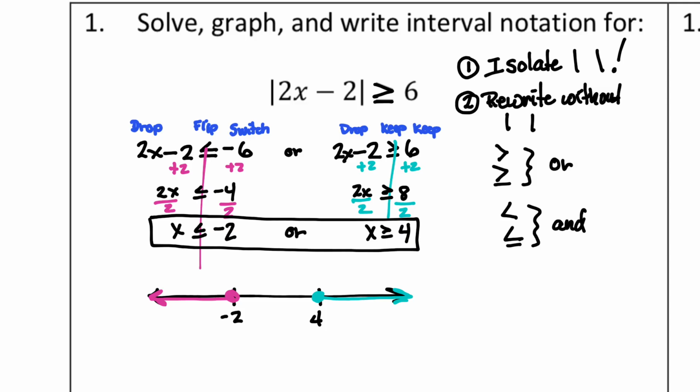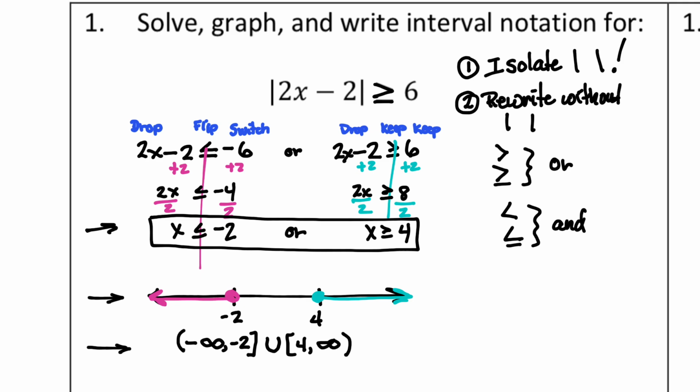And interval notation: negative infinity to negative 2, parenthesis, bracket, and the union symbol, bracket at 4 because it's a closed dot, positive infinity with a parenthesis. Okay, so solve, graph, interval notation.